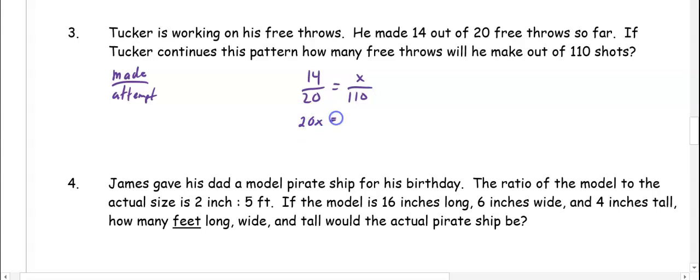So when we cross multiply, we get 20x equals 14 times 110. So we get 20x equals 1,540. When we divide by 20, we get x is 77. So that would be 77 made free throws.